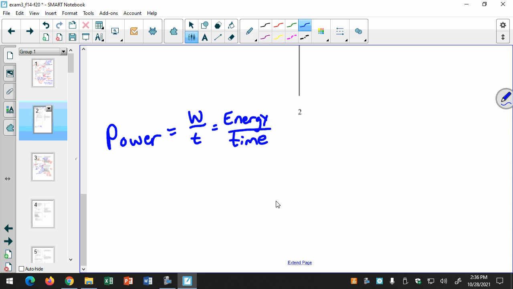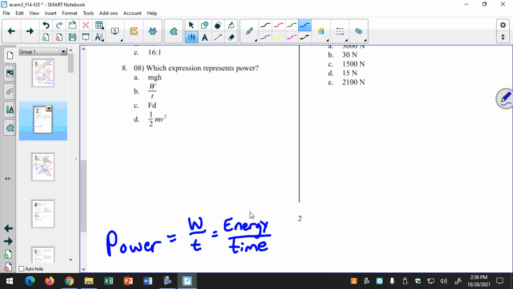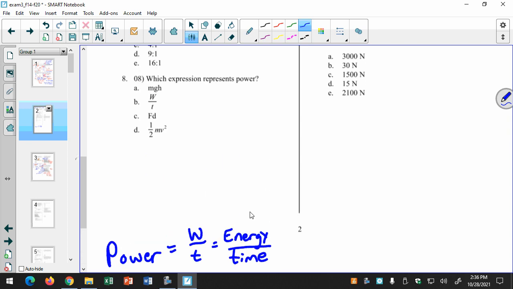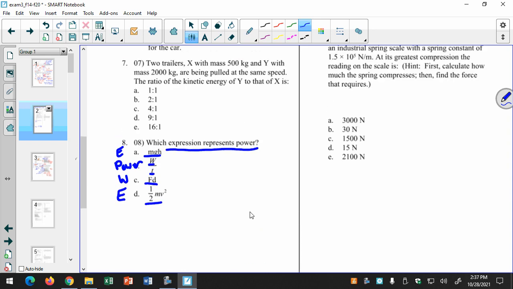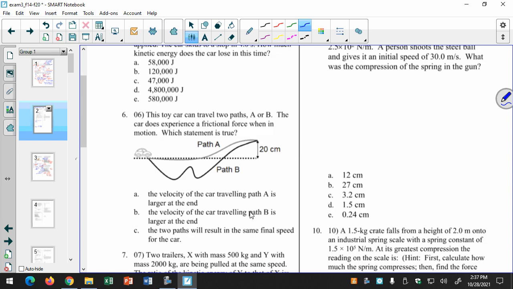You might see one question like this on the quiz. It'll be mostly a straightforward question. So for example here, which expression represents power? A is energy, C is work, D is energy, so B is power. I'll write it out. Right, work over time, this is potential energy, this is work, this is kinetic energy. You'll have your equation sheet, so you'll see those things. Those things are all on the equation sheet.